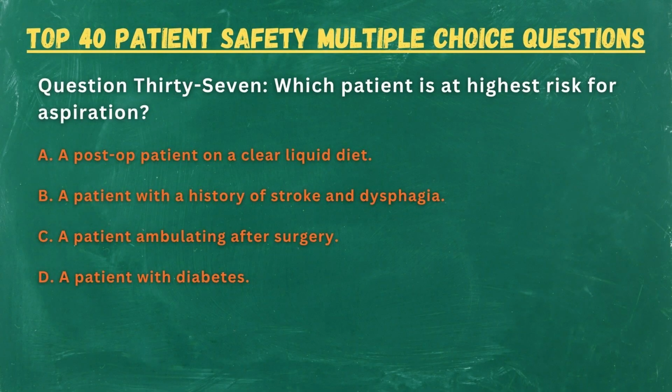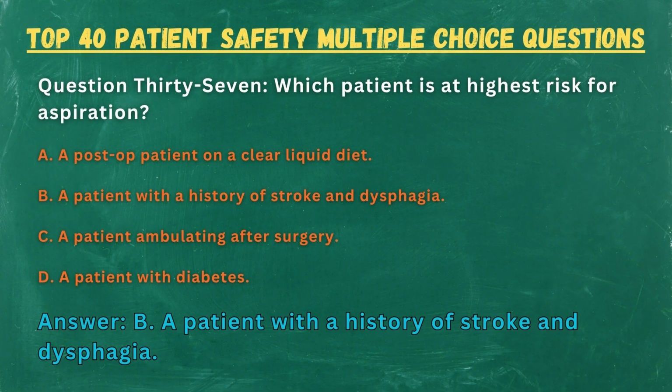Question 37. Which patient is at highest risk for aspiration? A. A post-op patient on a clear liquid diet. B. A patient with a history of stroke and dysphagia. C. A patient ambulating after surgery. D. A patient with diabetes. Answer: B. A patient with a history of stroke and dysphagia.